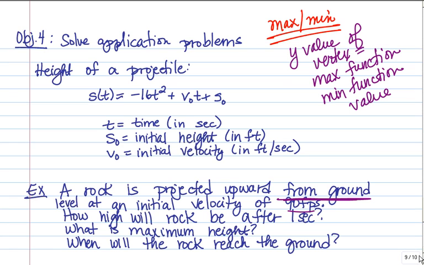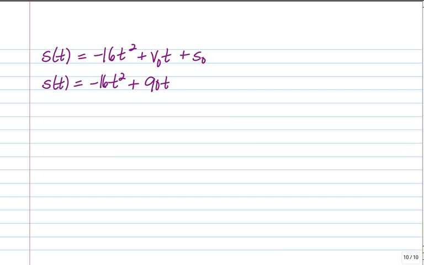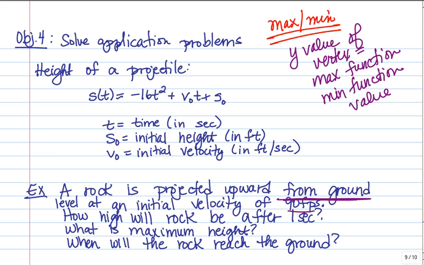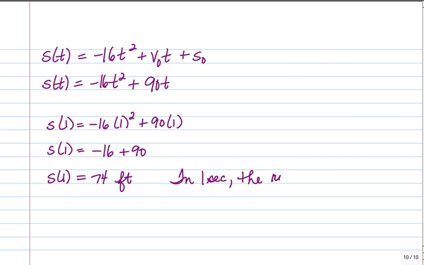So then we need to calculate how high will the rock be after 1 second. Well, after 1 second, t is our input, right? It's in seconds, so that's just asking us to plug in 1 into the function. So we would have negative 16 times 1 squared plus 90 times 1. So what is that? 1 squared is 1, times negative 16 is just negative 16, plus 90. So S of 1 would be what? 74. Okay, so that means in 1 second, what were we launching? A rock. Okay. The rock will be 74 feet above the ground.